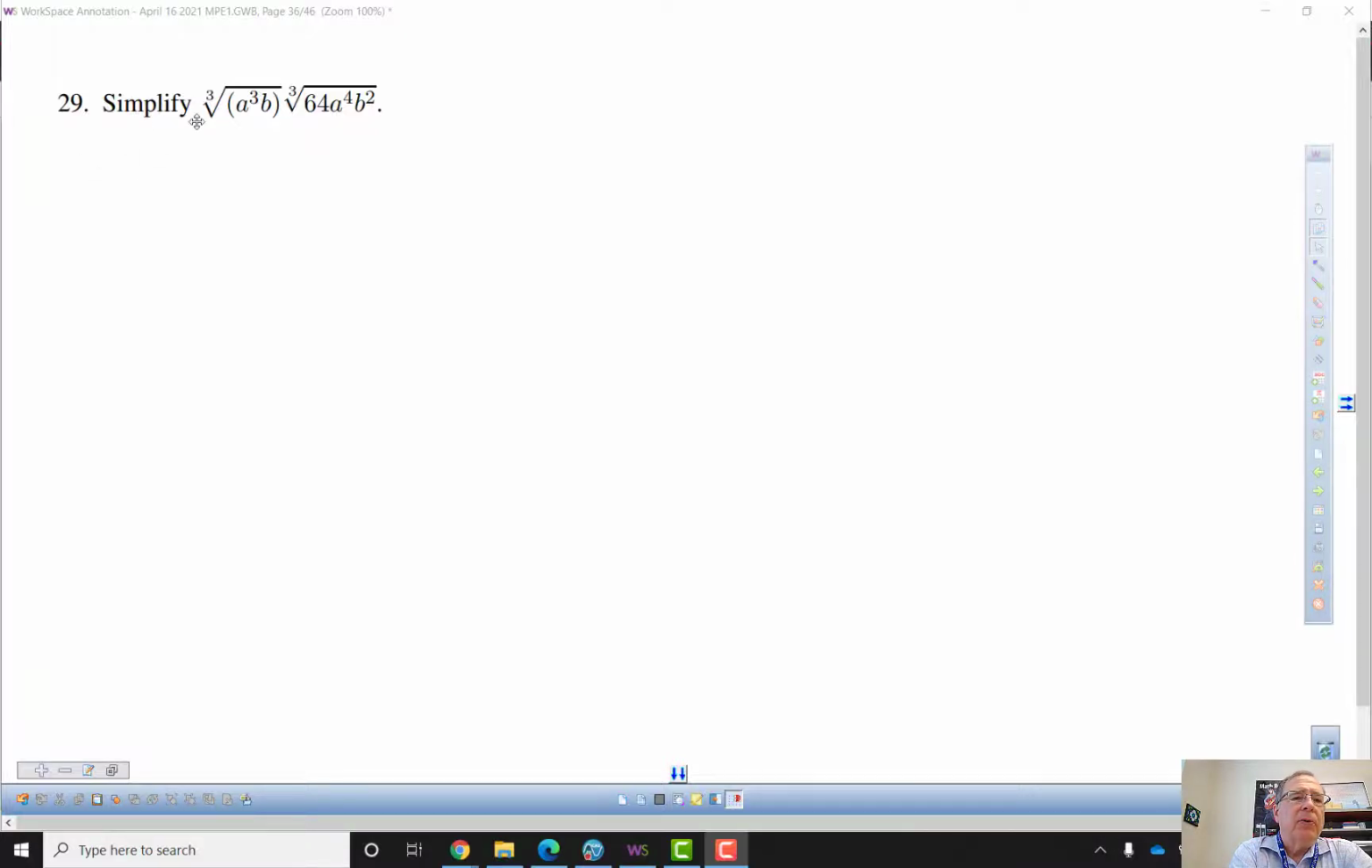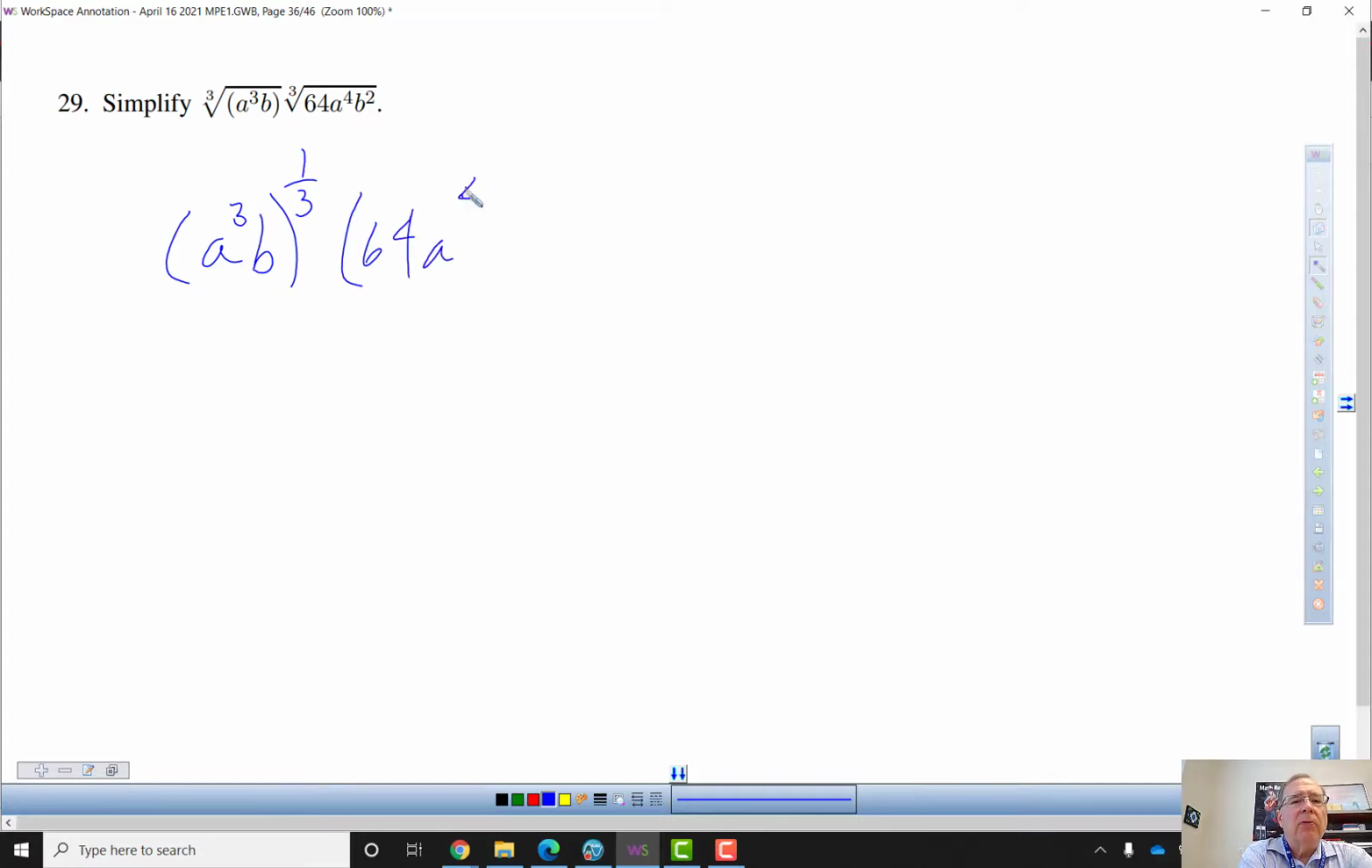Number 29 is also a simplify, but instead of a rational expression with exponents, we've got cube roots with exponents. So the first thing I'm going to do is turn these from radical notation to rational or fractional exponent notation. So a cubed times b to the 1/3 power, and then that's going to be times 64a to the 4th b squared to the 1/3 power.